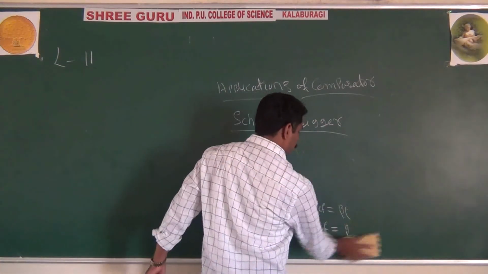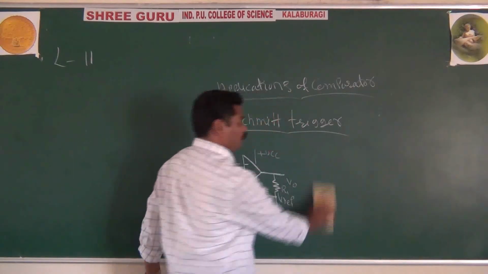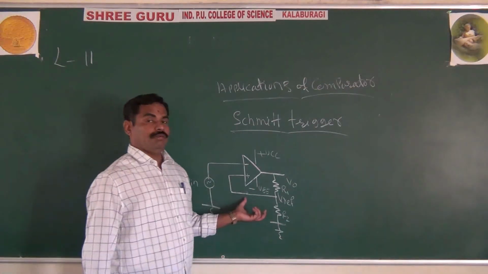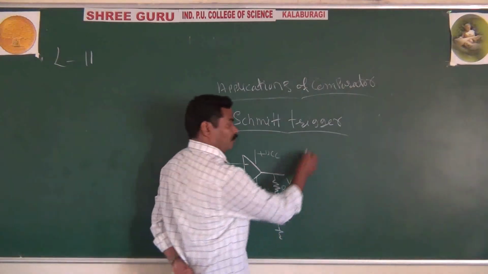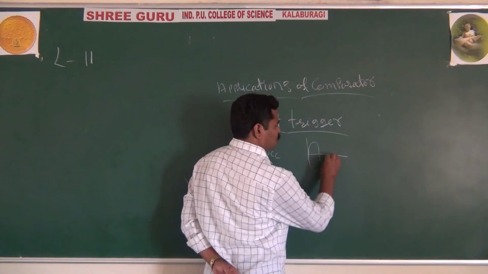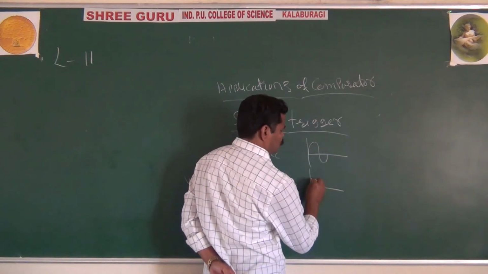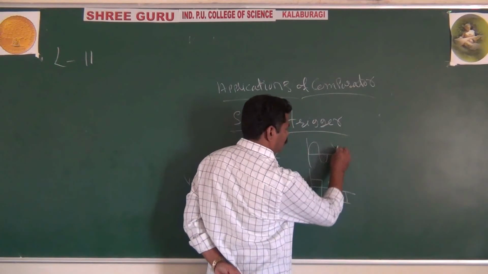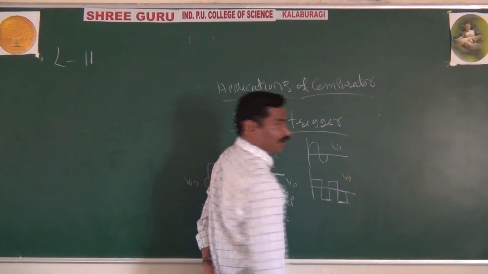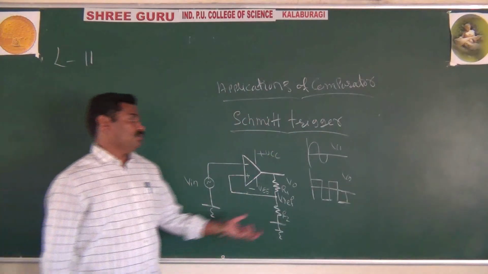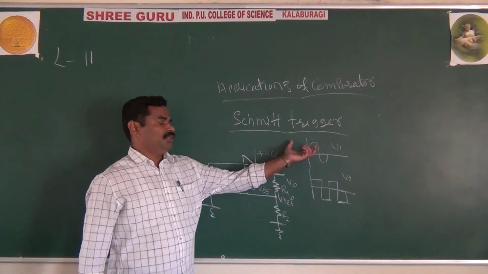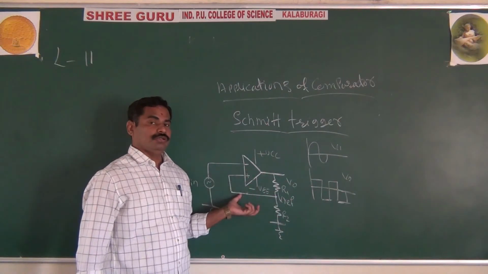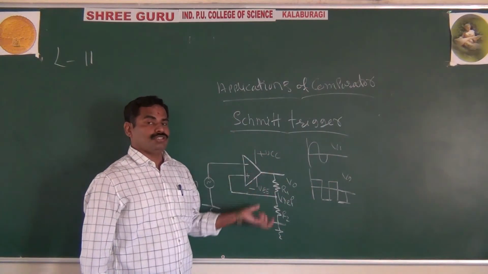The input may be a regular shape or irregular shape. Always the output should be a square wave. It means in your Schmitt trigger, your input may be sine, or it may be square, or it may be triangular. In all the cases, we may get the output as a square wave. Whatever may be the input, the output should always be a square wave. This is in brief about the Schmitt trigger and zero crossing detector.